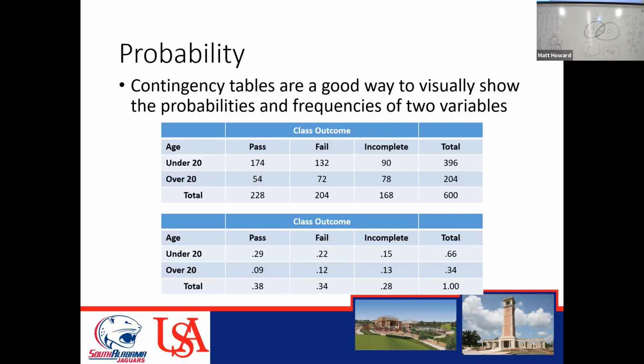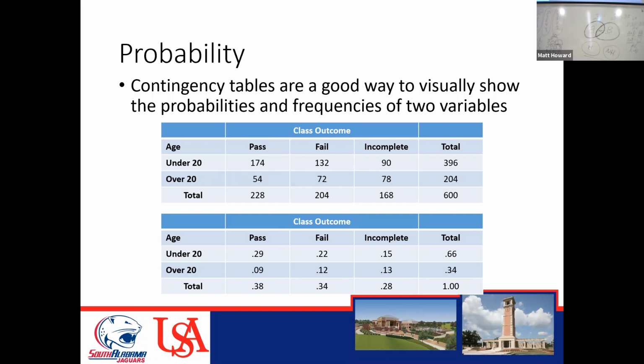So we could look at a contingency table and see with this one, we have age under 20, over 20. And let's say for simplicity's sake, all 600 of these people are in the same class. And we want to see, well, how do those variables relate in regards to pass, fail, or getting an incomplete in that class. So how we would do that is we would make a contingency table where we would have each possible combination in the squares right here. So we have under 20 pass, under 20 fail, under 20 incomplete, and then we have over 20 pass, over 20 fail, over 20 incomplete.